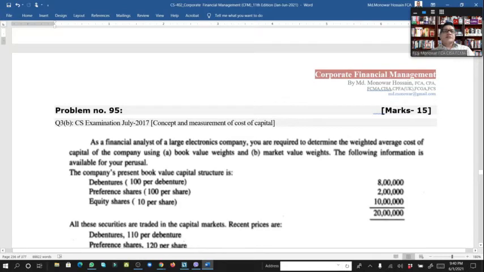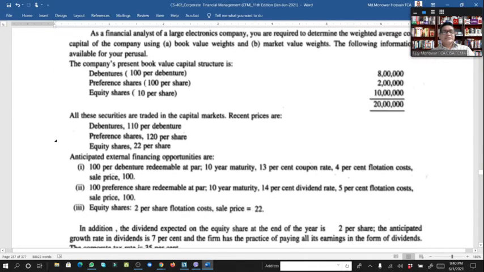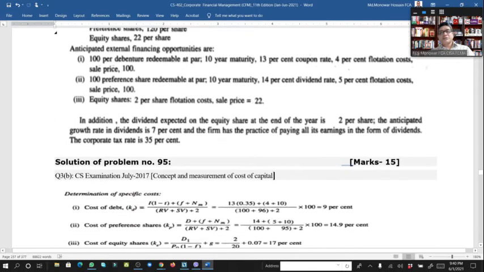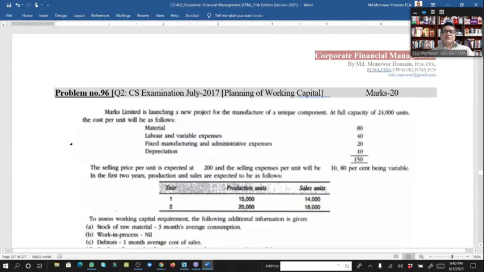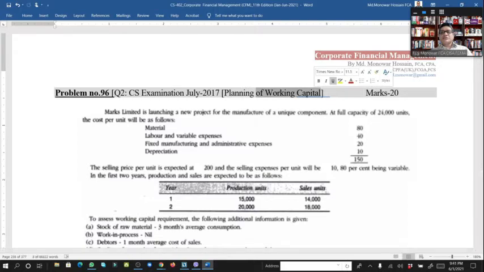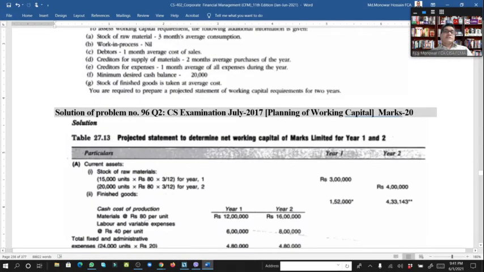Another one is also from July 17, a big question. Look here, and as the same as taken from books, the answer is here. Just for you, another one from July 17, planning working capital. It comes from working capital, 20 marks. This one is not so easy.